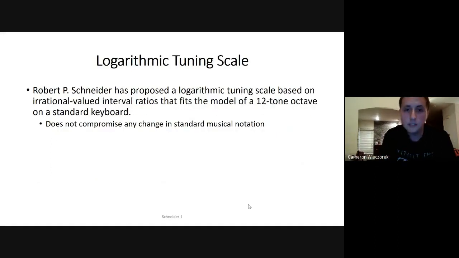On the flip side, we have what's called a logarithmic tuning scale, which does not try to arrive at pure whole number ratios. This was proposed by Robert P. Schneider. And the idea is to try to arrive at a scale that uses irrational valued interval ratios that fits the model of a 12-tone octave on a standard keyboard. And what's nice about this system is it doesn't compromise any change in standard musical notation.